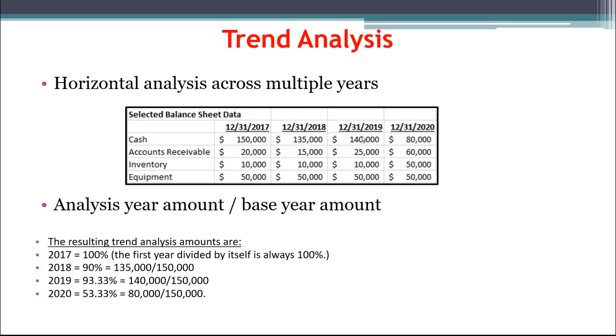In 19, we'll do the exact same thing, but we're still comparing back to that base year. 140,000 divided by 150,000 gives us 93.33%. We're going to see a chart in just a bit that helps to explain this visually. And then in 2020, 80,000 divided all the way back by this original 150,000. Now we're at 53.33%. We could do that same thing for each of these amounts.